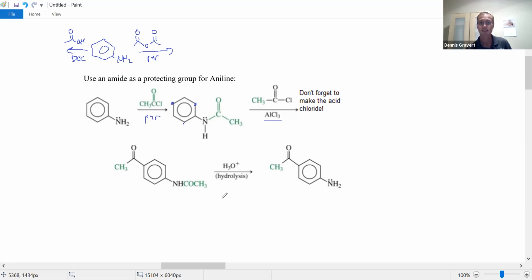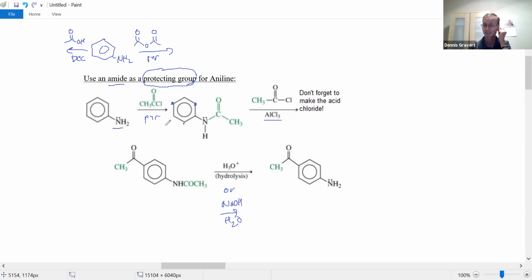And then now you hydrolyze it. You could also use base to hydrolyze the amide back to the amine. So cool. That's using protecting group chemistry. Amides work just fine in Friedel-Crafts reactions. Amines, however, don't. So protect the amine from reacting with the catalyst by changing the amine to amide, do the Friedel-Crafts reaction, and then afterwards get rid of the amide group, clip it off.